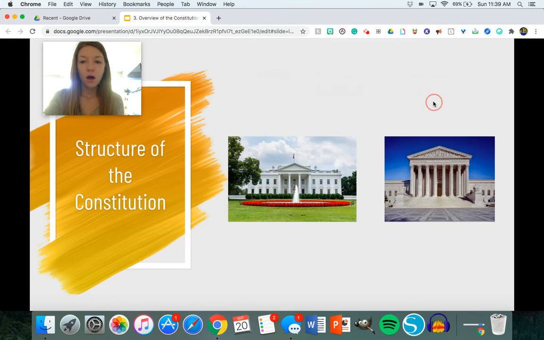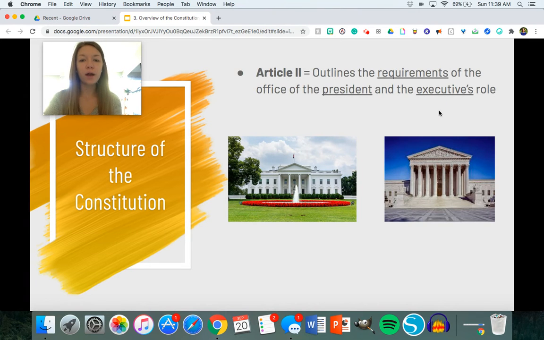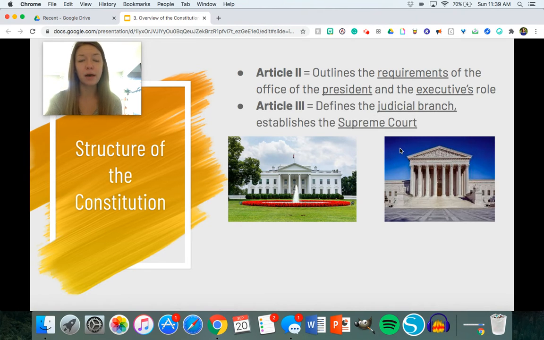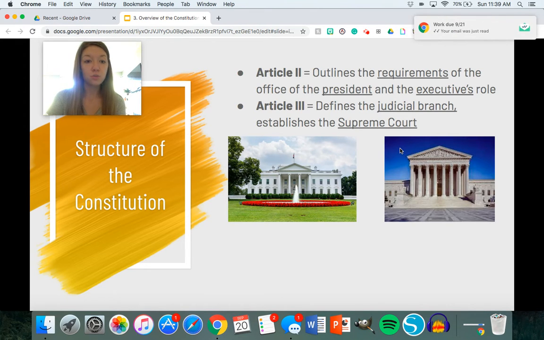Okay. Article 2 outlines the requirements of the office of the president and what role the executive plays. So we're actually going to spend a unit talking about really each of these articles. We'll look at Congress, we'll look at the president, and we will look at the judicial branch. And that judicial branch then is outlined in Article 3. So that's going to define the judicial branch and will establish the Supreme Court. So you should start associating those things in your head: legislative branch, Congress; executive branch, President; judicial branch, Supreme Court.